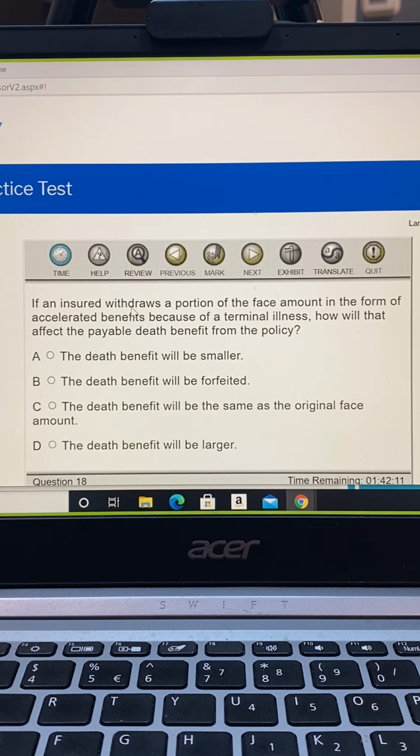If an insured withdraws a portion of the face amount in the form of accelerated benefits because of a terminal illness, how will that affect the payable death benefit from the policy? The death benefit would be smaller. Yeah, absolutely. They're going to subtract the amount that you already got. Right.